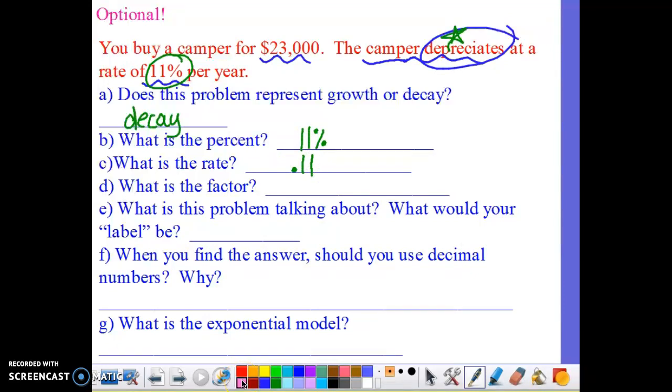What is the factor? So again, when we're talking about percents, if it's growth, we take 1 plus my rate. If it's decay, I take 1 minus my rate. Since this is decay, I have to take 1 minus 0.11, which is going to give me 0.89.